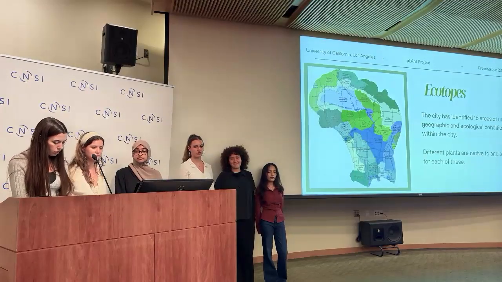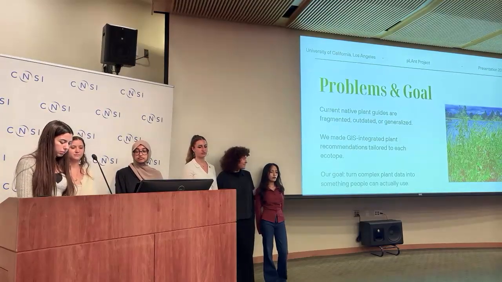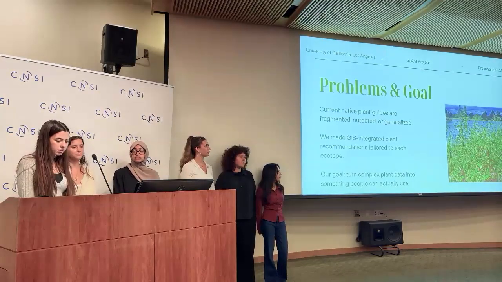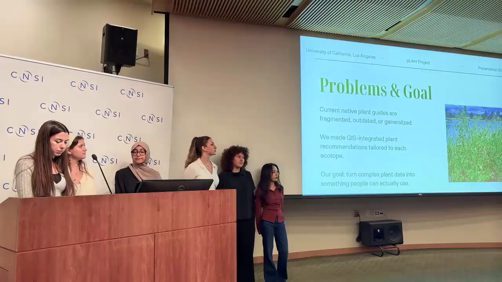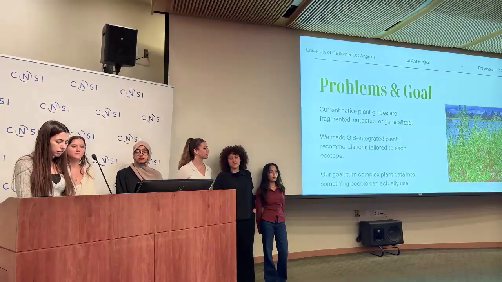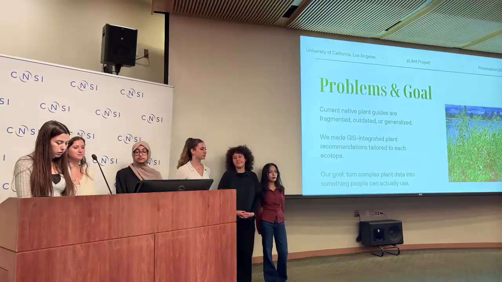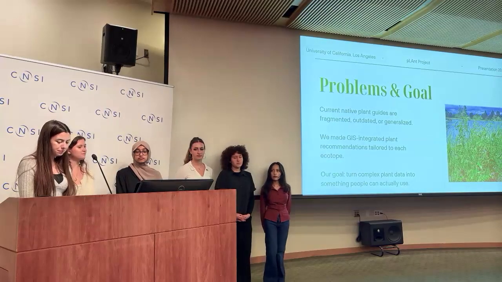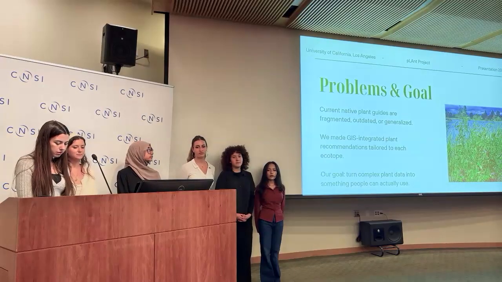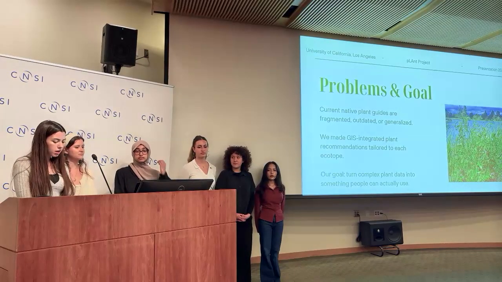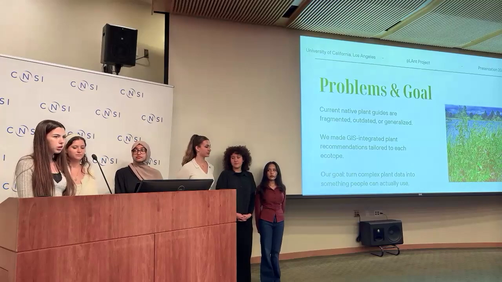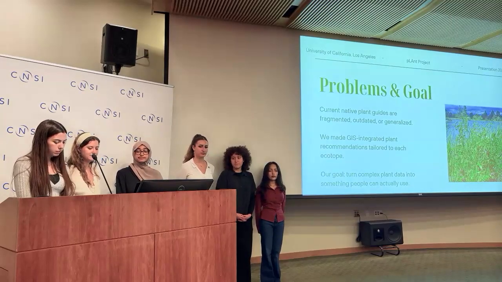The city of LA is divided into 16 ecotopes, including riparian corridors, foothill scrub, and coastal terraces. So we made GIS integrated plant recommendations tailored to each ecotope based on historical flora, present-day conditions, and expert input. We're working to target the lack of accessible, ecologically appropriate native plant lists for the different environmental zones of the incredibly biodiverse city of LA. This knowledge gap has made it difficult for city landscapers and residents to plant a variety of native species appropriate to their specific area, which are crucial for biodiversity, water conservation, and climate resilience.